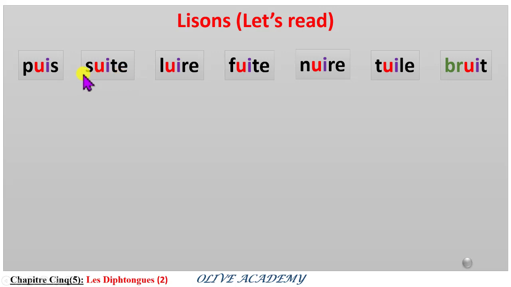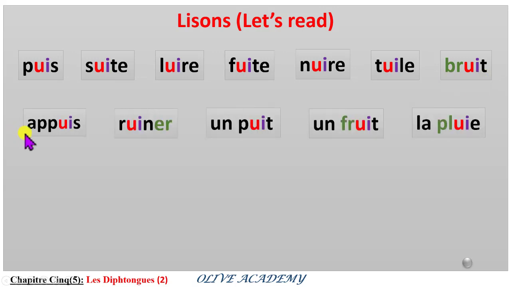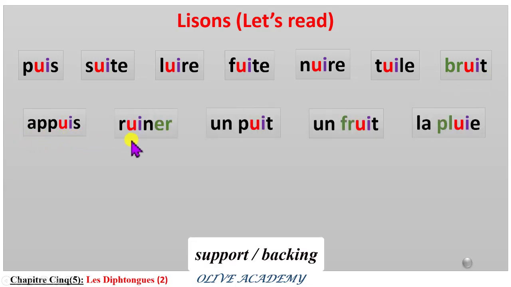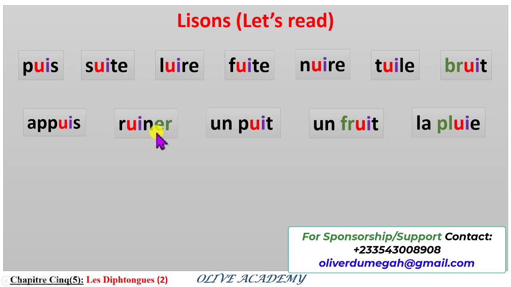So that's why you have suite, luire, fuite, nuire, tuile, bruit. This is a sound we'll be looking at, br, but it's a common sound. You have it in English language too, and it sounds the same, br, bruit, appui, ruiner. When ER is at the end of a word, it sounds A. That's why you have ruiner.